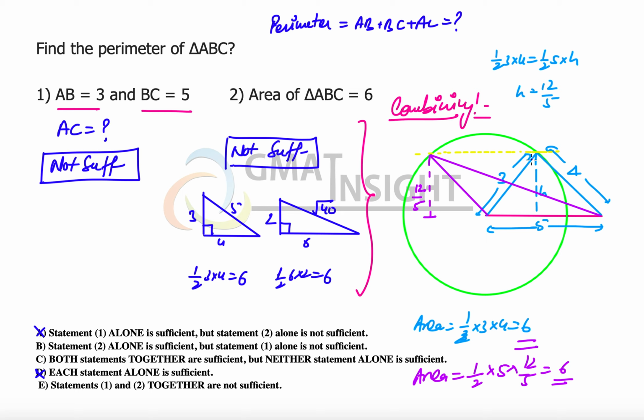Now with the same two given sides 3 and 5, we have been able to draw two triangles, and both of them have area 6, while the third side has different lengths in these two cases. So we do not have a consistent value of the third side AC, and therefore we say that the statements even together are not sufficient because there are two possibilities, and therefore the answer to the question becomes option E.